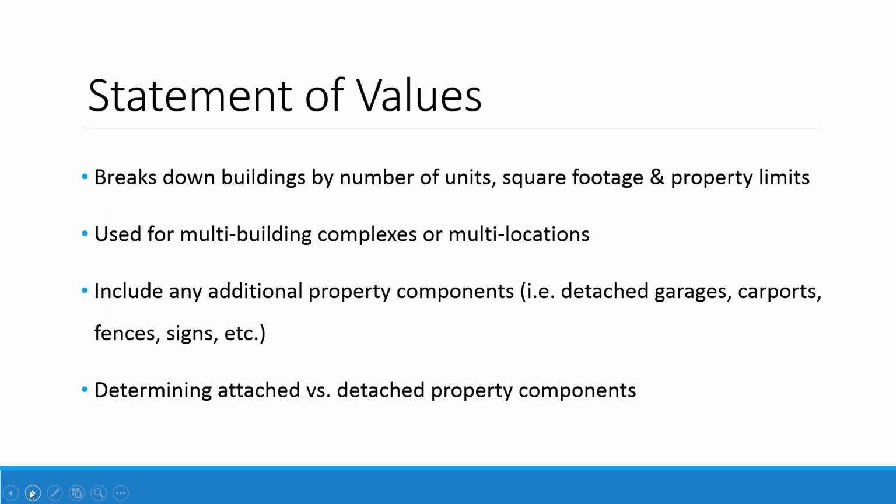So a statement of values, or an SOV, as I'll refer to it in shorthand, breaks down the buildings by the number of units, the square footage, and your requested property limits. As I have said multiple times, most of my carriers do not offer blanket coverage, so I need a breakdown of the buildings. If there are 3 buildings in the complex and they're all the same, I would just need the information 3 times. If one building has 5 units, one has 8 units, and one has 10 units, then I would need the breakdown and the square footage of each of those buildings and the property limits associated with them so I can offer coverage.